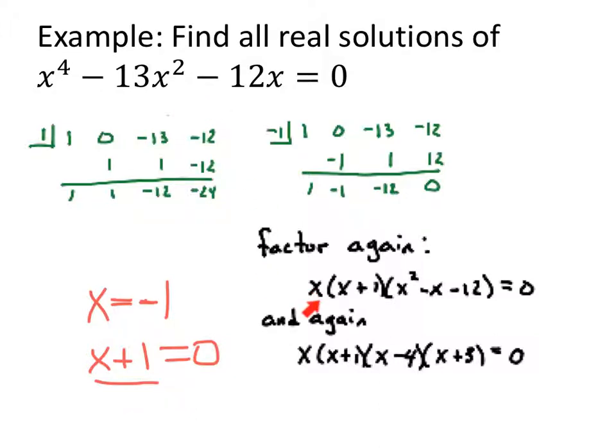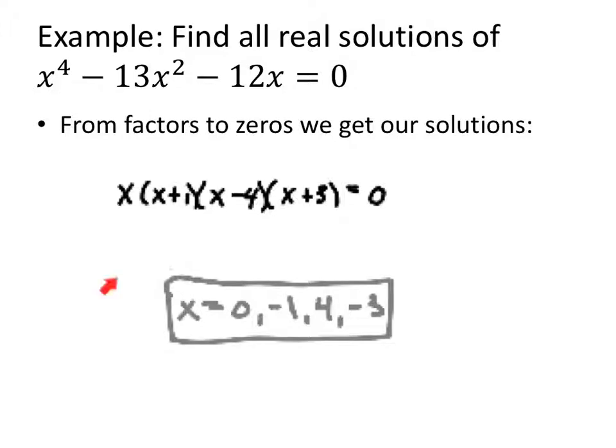It was x to the 4th, I factored out an x. It was x to the 3rd, and I divided, so I have x squared minus x minus 12, and when I get it to something that I can factor, I factor it out. So all my real solutions, in completely factored form, x times x plus 1 times x minus 4 times x plus 3 equals 0, give me x equals 0, x equals negative 1, x equals 4, and x equals negative 3. Fourth degree polynomial, 4 zeros.